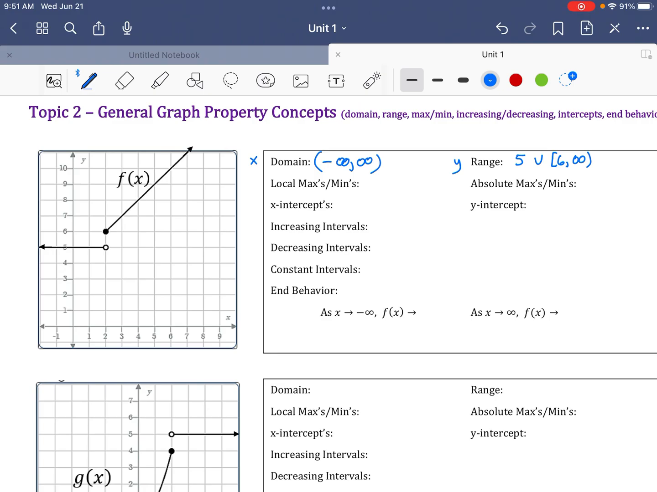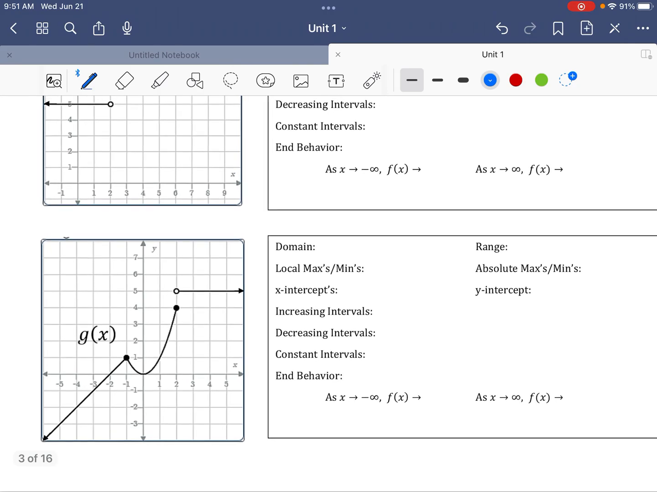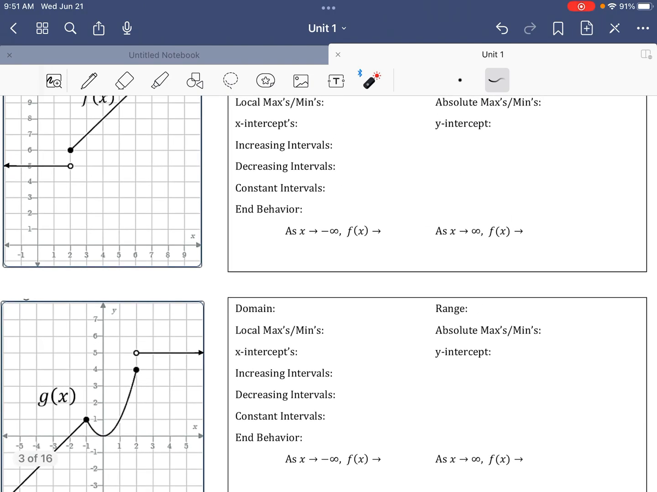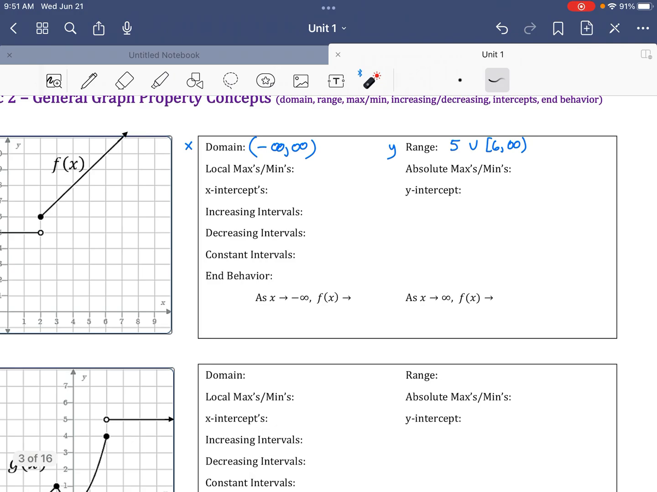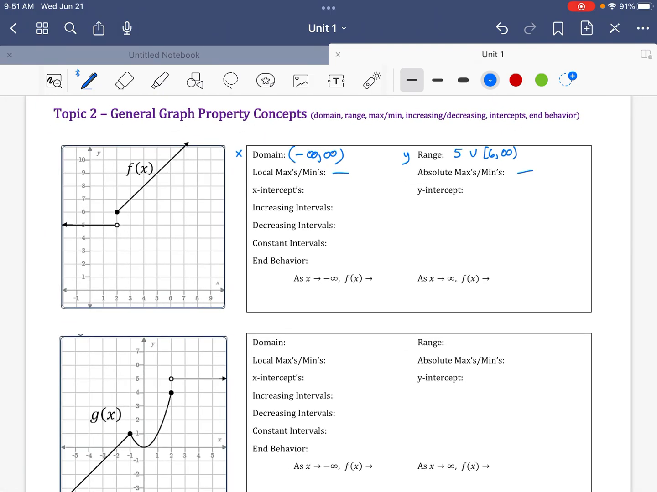All right, maximums and minimums. So this graph doesn't really have any local maximums or minimums. Local maximums or minimums are like turning points, kind of like this one has a minimum right here. So this one just doesn't have one. All right, absolute max and mins. This doesn't have either. Again, those are just like high points or low points that are surrounded by higher or lower points than themselves.